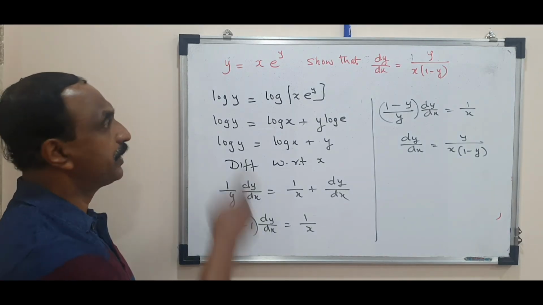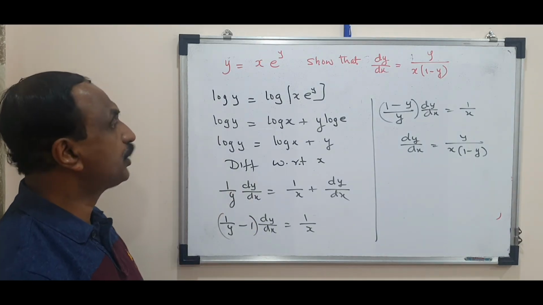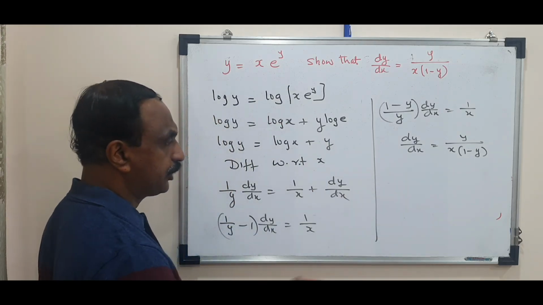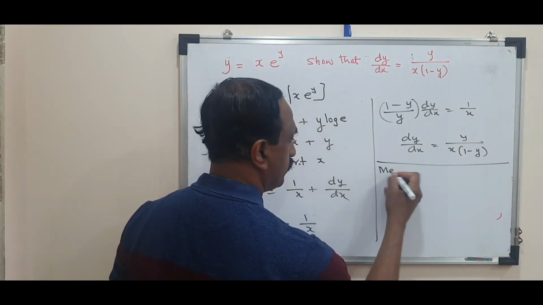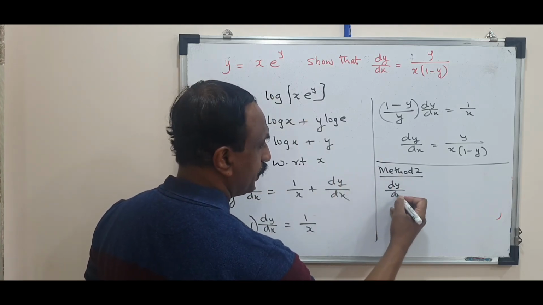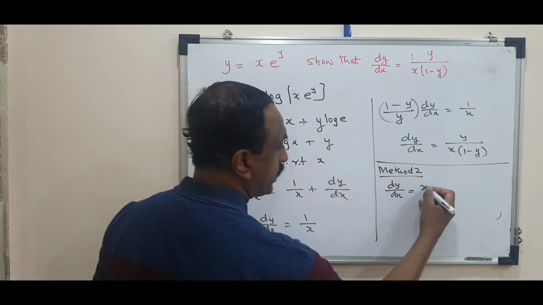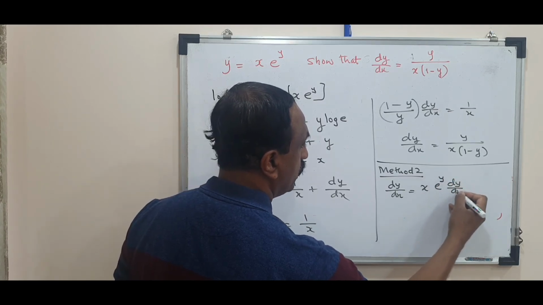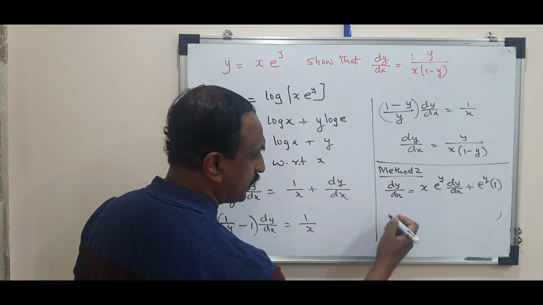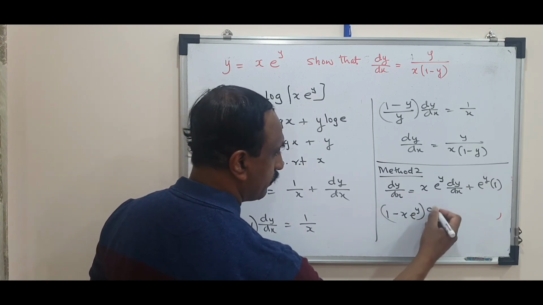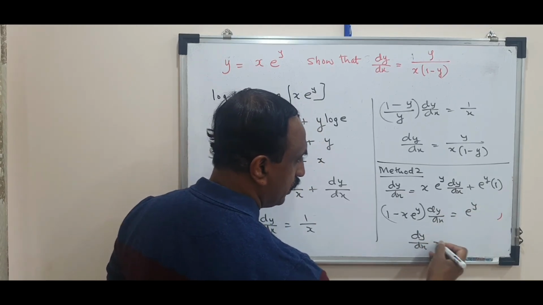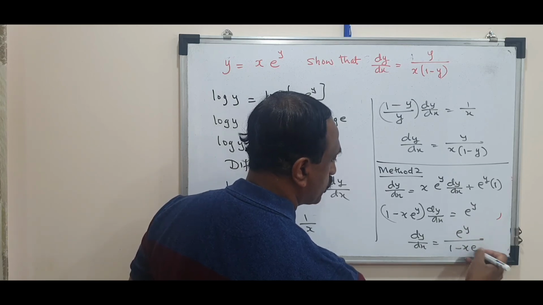You can also do this problem by the substitution method. If I'm doing it by the substitution method, directly differentiate. So you will get the answer as method 2. You can differentiate: dy by dx is equal to, by the product rule, x into e raised to y times the derivative of y plus e raised to y into the derivative of x. So you will have (1 minus x e raised to y) dy by dx is equal to e raised to y. So dy by dx will be e raised to y upon (1 minus x e raised to y).